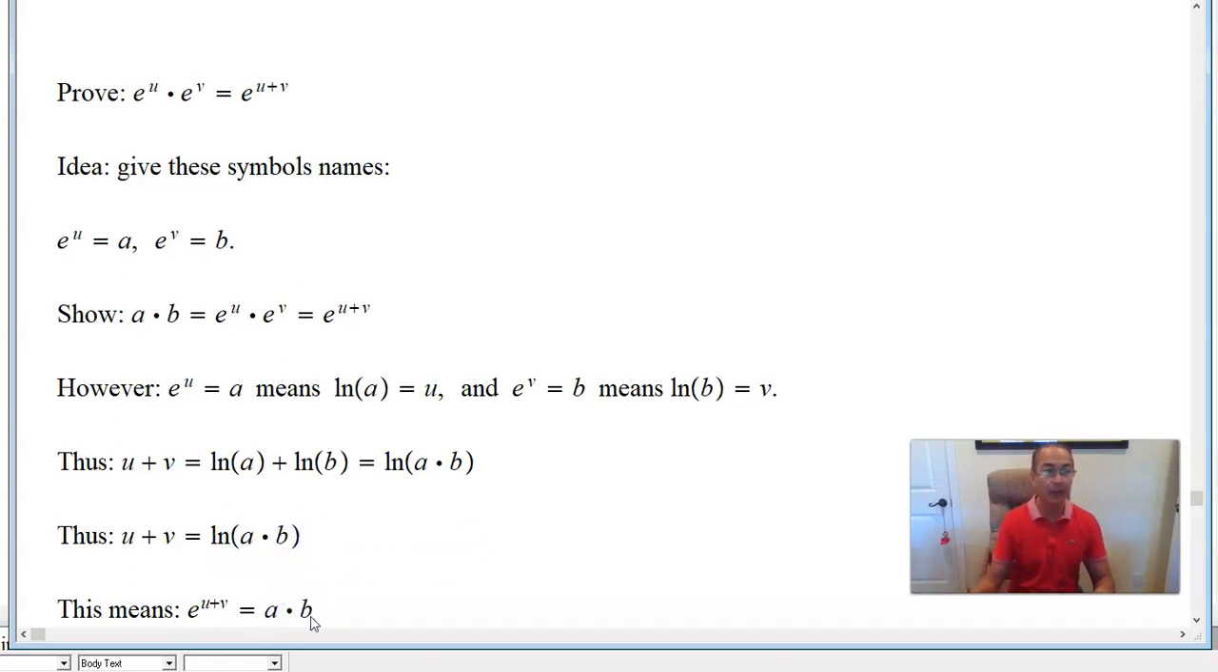Okay, but wait a minute. We said that a times b is the same as e to the u times e to the v. Yay, there you go. So e to the u plus v is exactly the same as e to the u times e to the v.